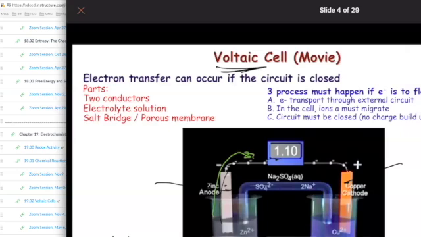It can do some work, or you can read it through a voltmeter, and then it heads to the copper, and the copper accepts it and gets reduced. It goes from copper +2 to copper 0. So what's going to happen here is that the copper is going to start plating out over here. Then there's ions here. This is your salt bridge right here.